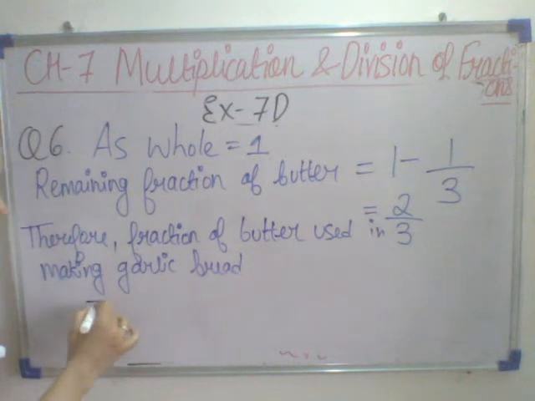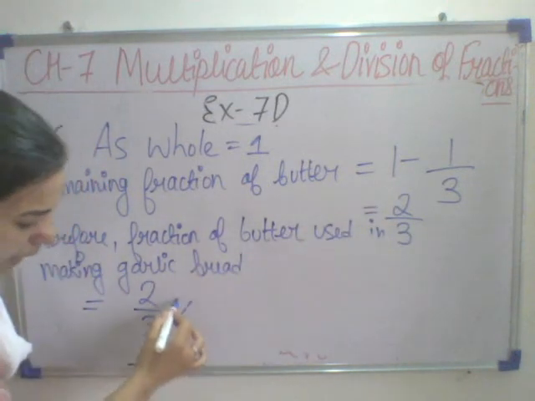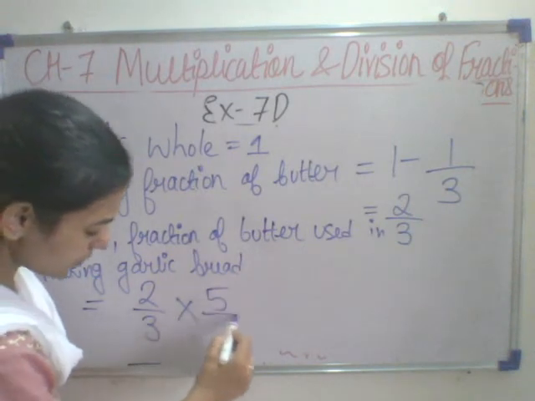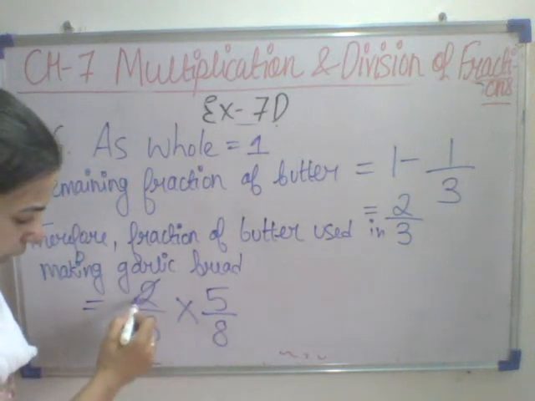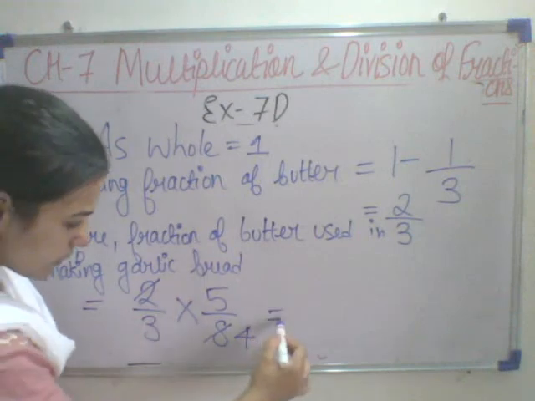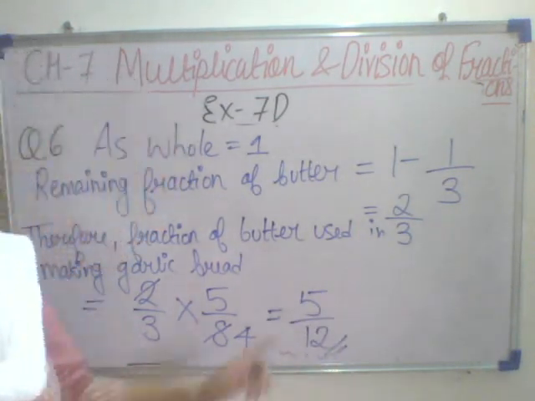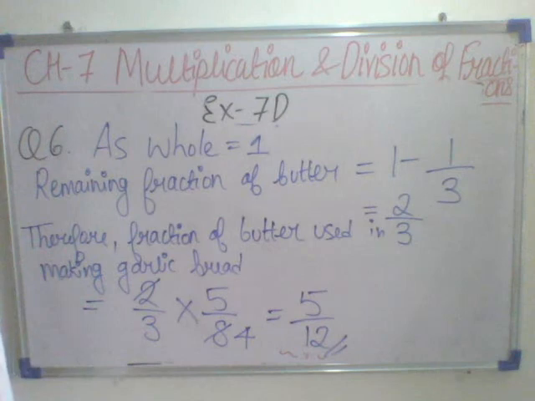So 2/3 is left. Multiply by, in the question it is given, 5/8. So we can cancel 2 with 8. Here it comes 4. So here the answer comes 5/12. So 5/12 fraction of butter is used in making garlic bread.